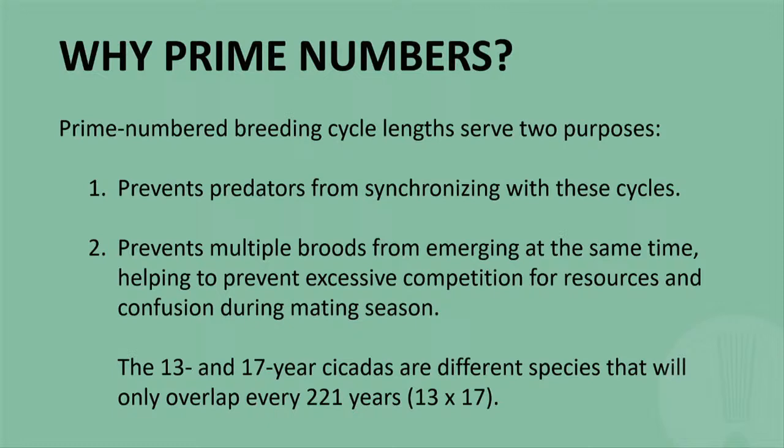Sometimes I get ahead of myself. So yeah, it looks like the 13 and 17-year cicadas are different species that only overlap every 221 years.